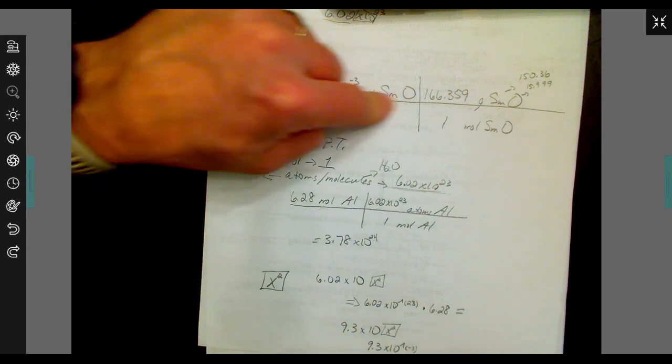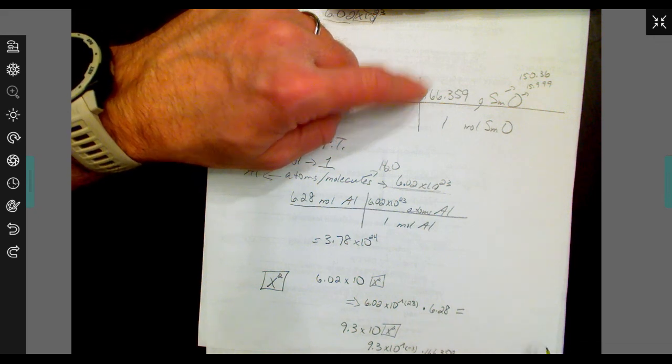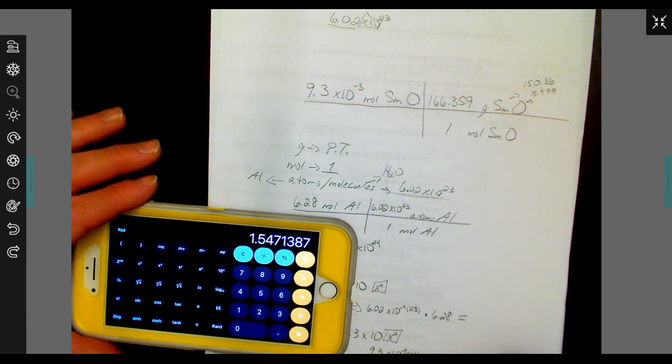And then up here, we just took it times 166.359. You should get the same answer as we did, which was, maybe I didn't write that one down. Let me calculate it real quick. 9.3 times 10 to negative 3, times 166.359. Oh, yeah, it was the 1.5. So you should still get 1.5 for your final answer.